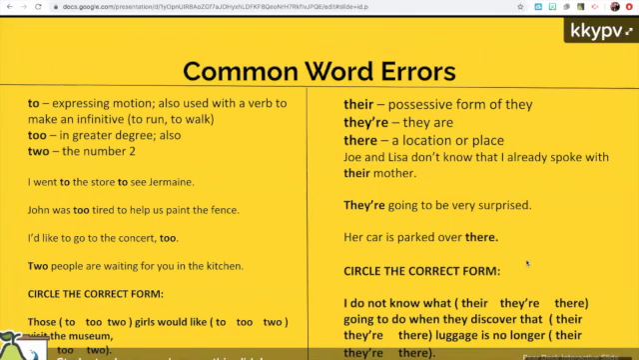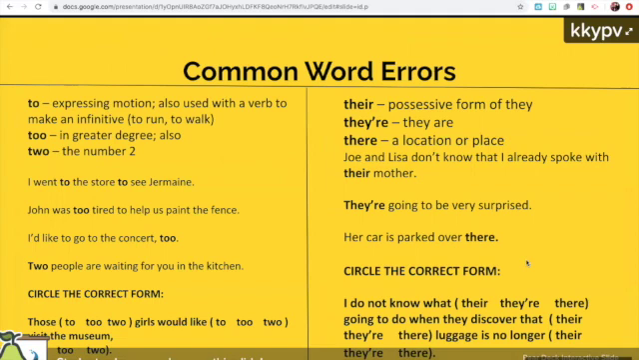All right. Now, we're also going to talk about common word errors this week. There are three different versions of the word to. Okay, to means expressing emotion. It's also used with a verb to make an infinitive, and we talked about those briefly last week: to run, to walk, to skip, to jump, to hop, to sing, to dance. Okay.